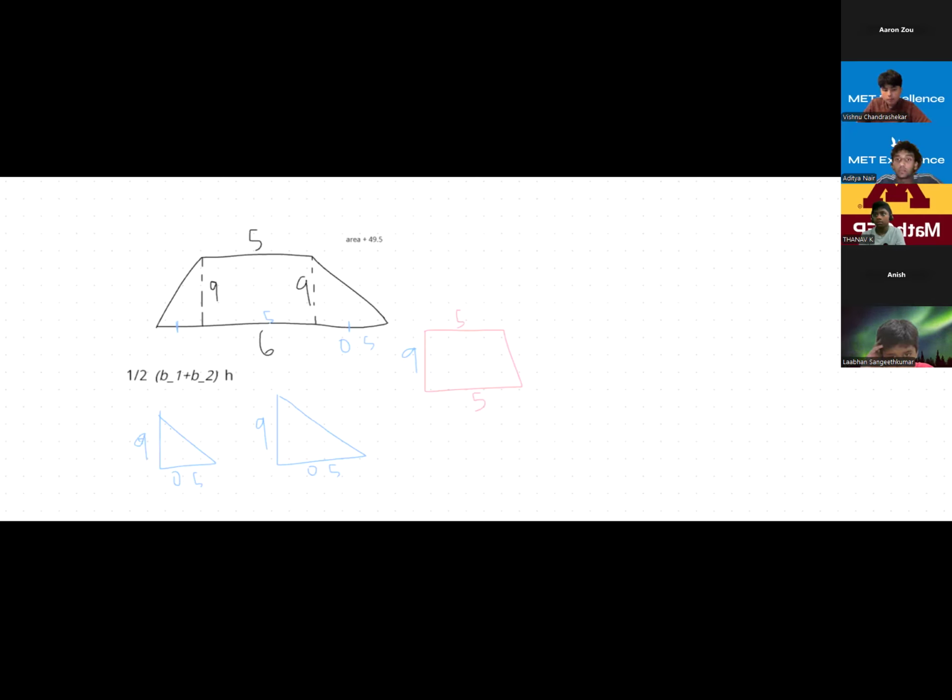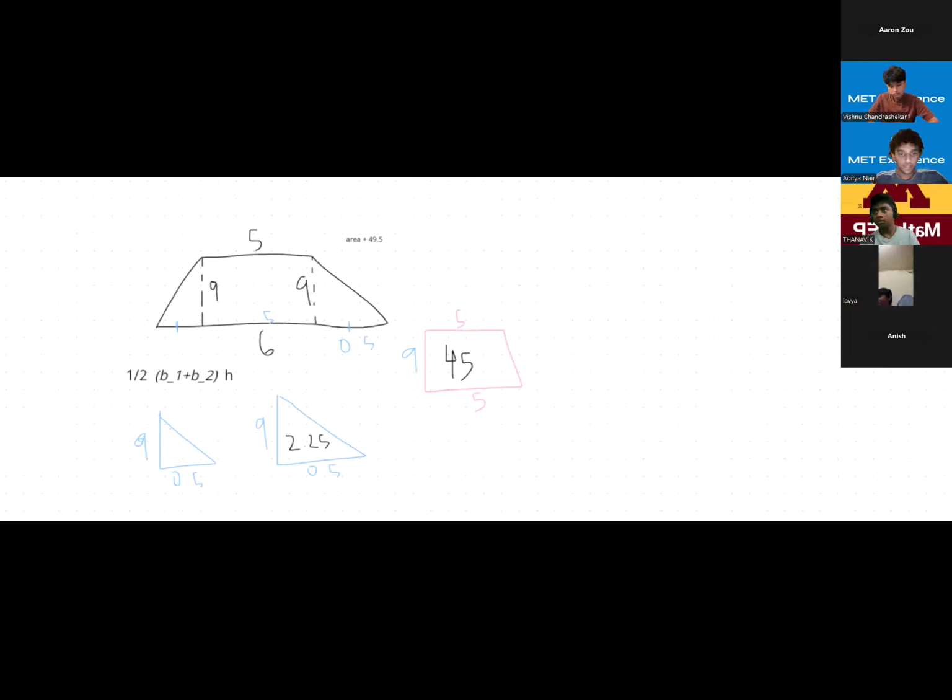What is the area of this rectangle going to be? All right, it's going to be 45 because 9 times 5 is 45. And what's the area of this triangle going to be? 4.5. It's actually not, this triangle is actually not going to be 4.5. It's going to be 2.25 because you have to do 1/2 times base times height. So 0.5 times 9 is 4.5. Multiply that by 1/2 is going to be 2.25.